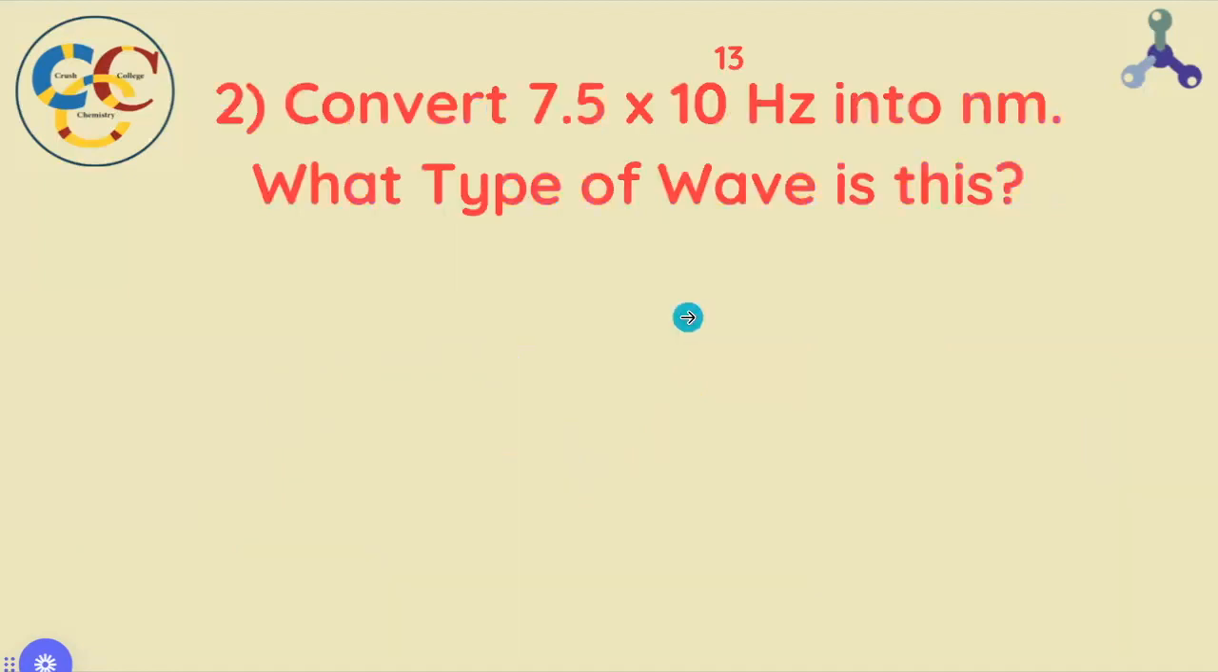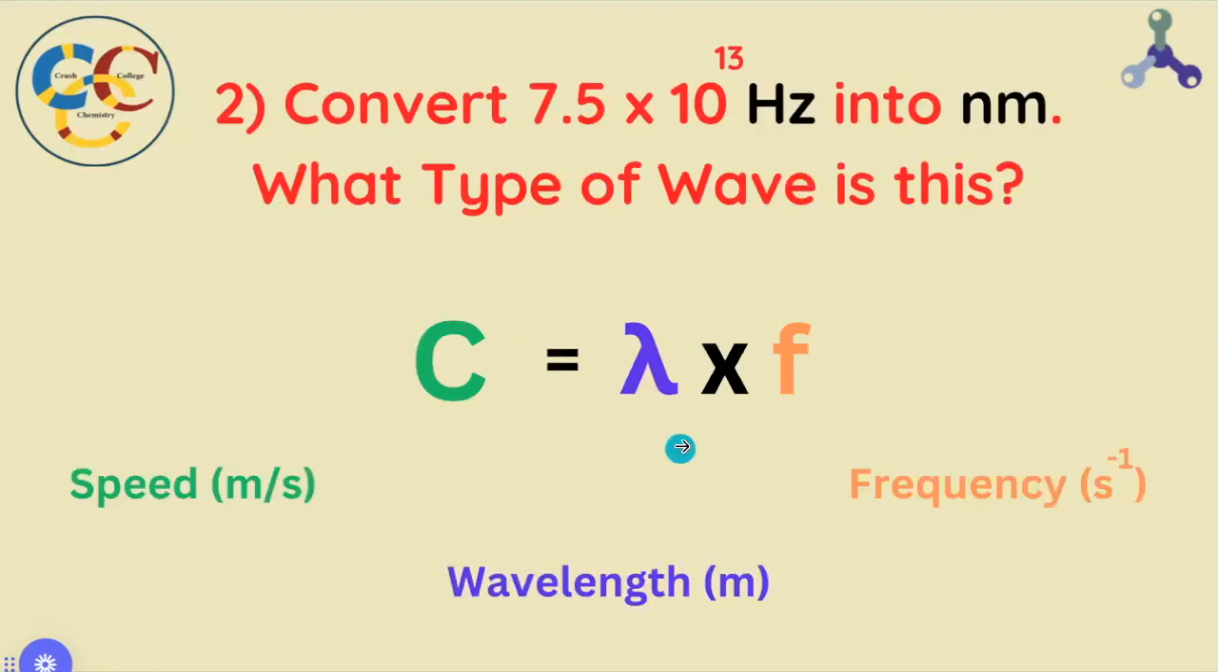Question number 2. Convert 7.5 times 10^13 hertz into nanometers. What type of wave is this? So we're going to use this equation that models light as a wave. C is equal to lambda times frequency. Since the problem is not explicit in what variables we are converting to and from, just the units associated with them, let's spell this out.